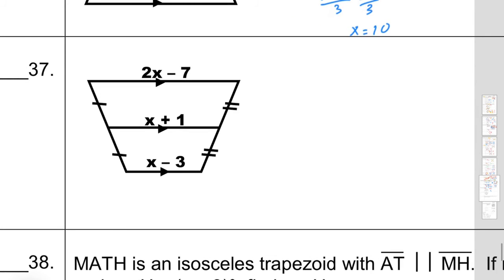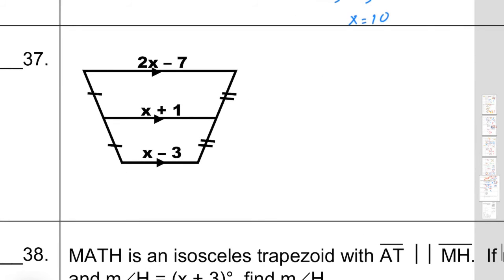Question 37. So again, I'm going to approach it the same way, using the midpoint formula, or the mid-segment formula, I'm sorry, which is base 1 plus base 2 divided by 2. And so here we go. So the mid-segment is x plus 1, base 1 is 2x minus 7, base 2 is x minus 3, divide all of that by 2.